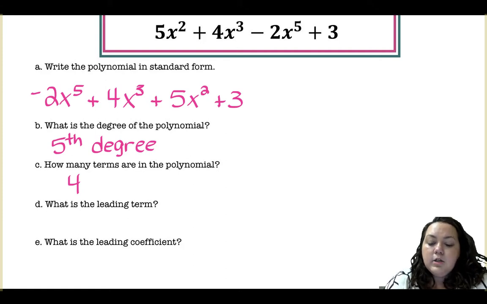What is the leading term? Leading term means if it's in standard form, what's the first one that you wrote? My leading term was negative 2x to the 5th. And the leading coefficient is the number that's in front of the variable. So my coefficient would be negative 2.